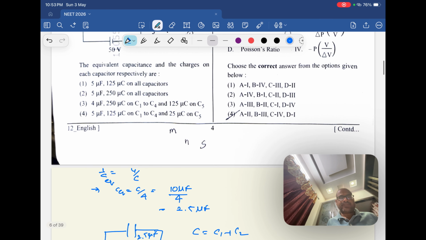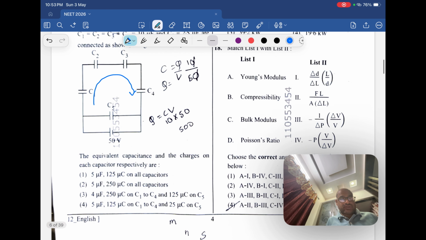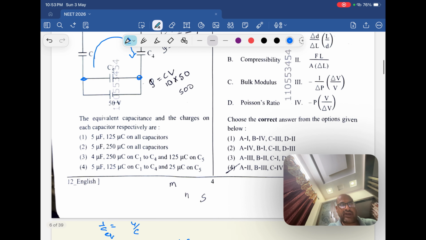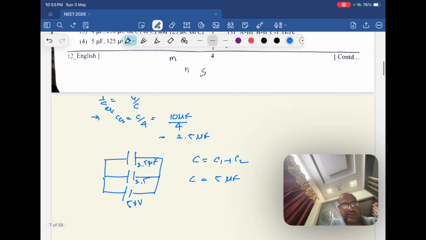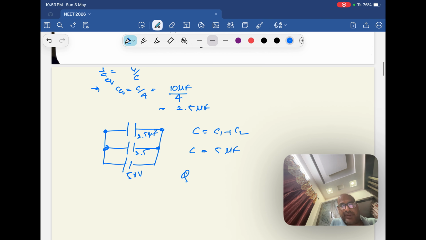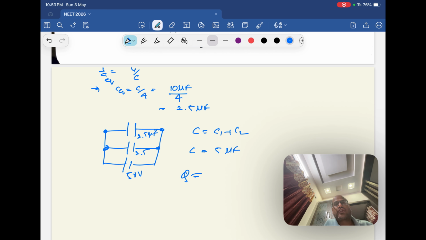So what is it asking? The same potential will be here also, isn't it? And moreover they are in parallel, right? C5 and the resultant value, so across this and across this also it is 50 volts, across this combination also 50 volts. What will the charge be? Potential is the same, no? C is equal to Q by V, so Q is equal to C into V.